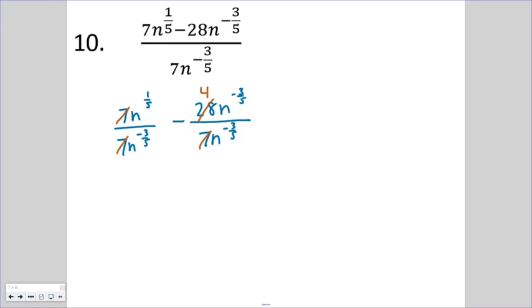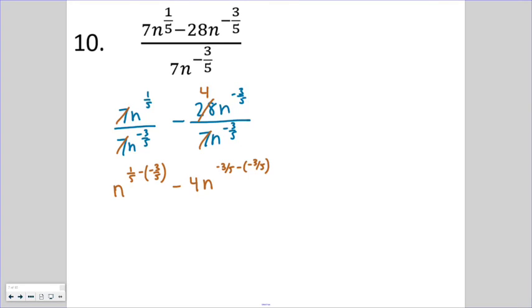Now, rules of exponents tell us this. When the bases are being divided, so in this case, we've got n's over n's, and they are the same, we are going to subtract the exponents. So it's very similar to the multiplication. When bases are being multiplied together, we add the exponents. When bases are being divided, we subtract. So the first term is going to become n to the 1/5 minus negative 3/5. We always do top minus bottom. And then this is minus 4n to the negative 3/5 minus negative 3/5.